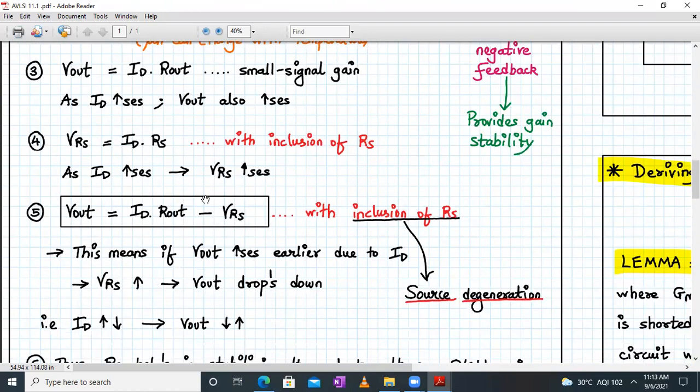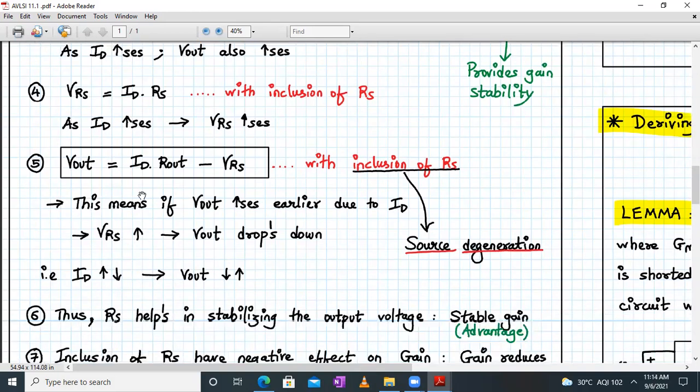And what will happen is right now the formula has become, due to source degeneration, with the inclusion of RS, V out equals ID times R out minus VRS. This means that if V out increases earlier due to ID, then VRS will increase. And if VRS increases, your V out will drop down. So that means if my V out increases or decreases, my output correspondingly increases or decreases, maintaining its value constant. Therefore this resistor RS helps in stabilizing the output voltage.